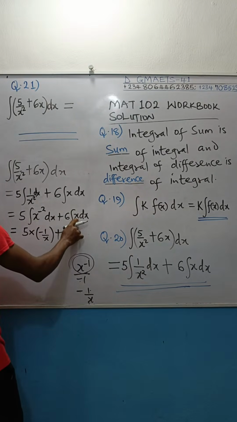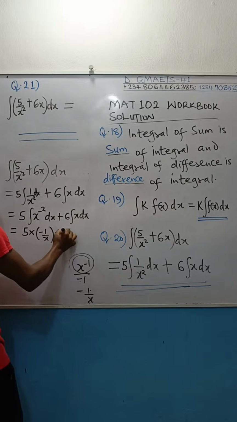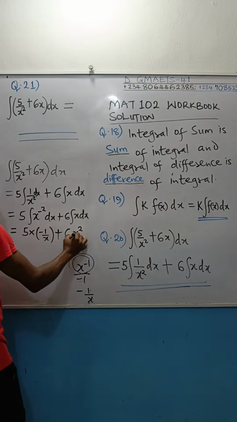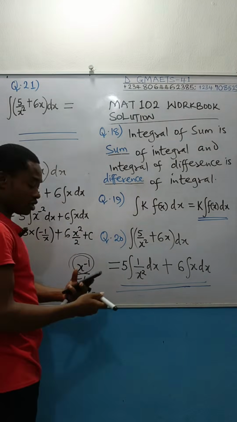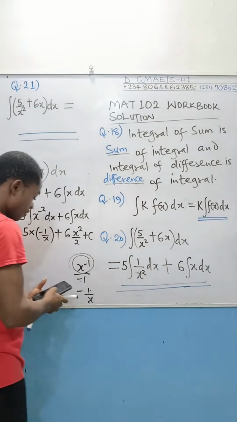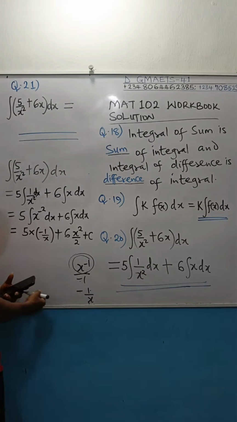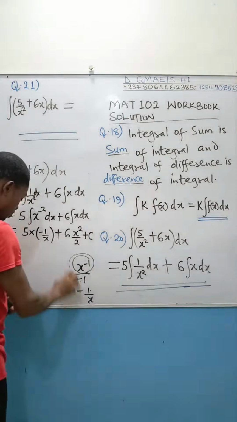Integral x dx here will give us x to the power of 2 divided by 2. Then put your constant of integration there. If you fix the constant of integration, the next thing you have to do is to simplify. Do your normal simplification.